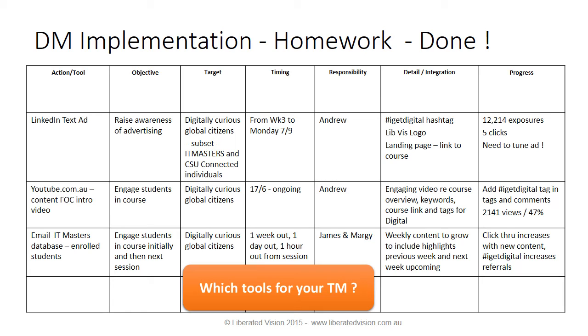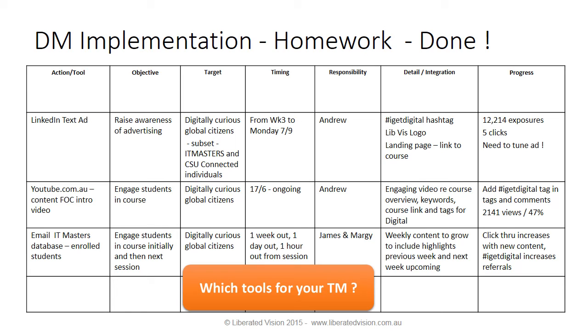Detail integration, hopefully driving, hopefully it was an engaging video, to read the course overview. Careful attention when we loaded that up to keywords, course link, and tags for digital to make that more searchable. And while most of the views of that particular tool came via the IT Masters website, we also got some search results through Google and some exposures through Google recommendations, and we could see those in the metrics that came out of that as well.